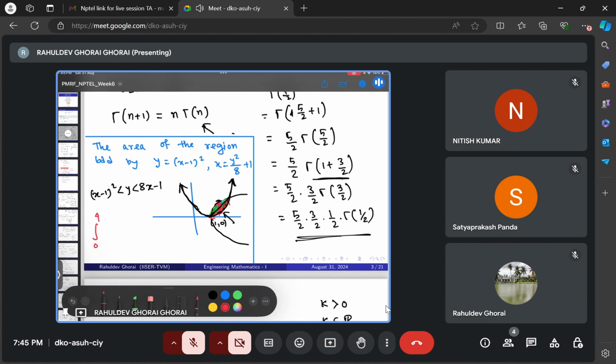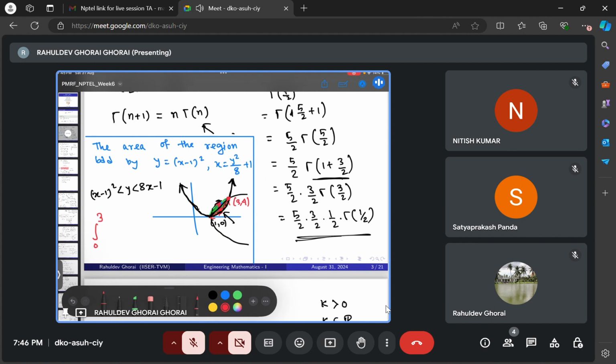Not 0 to 4. First of all, you have to find what this point is. If you find this point, it will be 3, 4. You can intersect the curves and find the solution. So x should vary from 0 to 3, not 4.